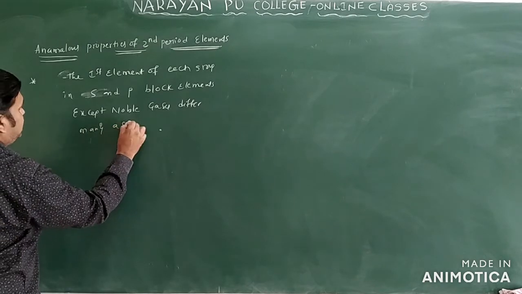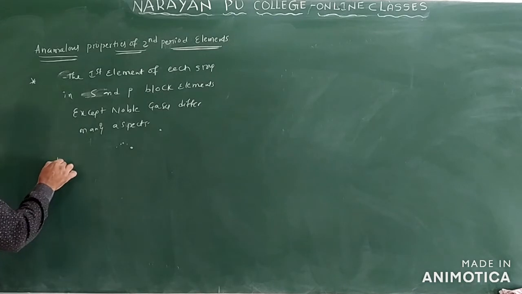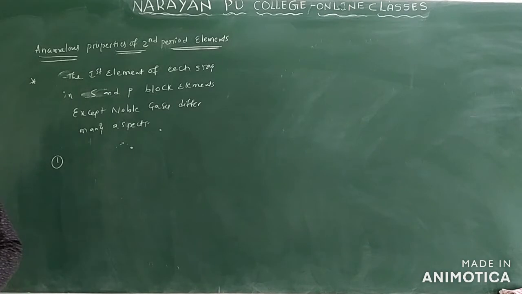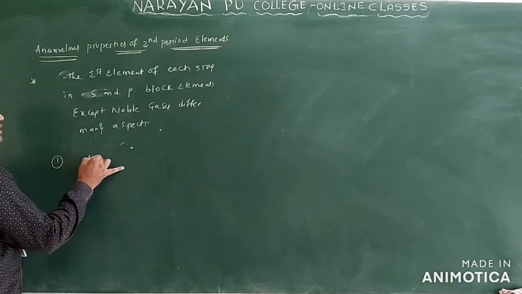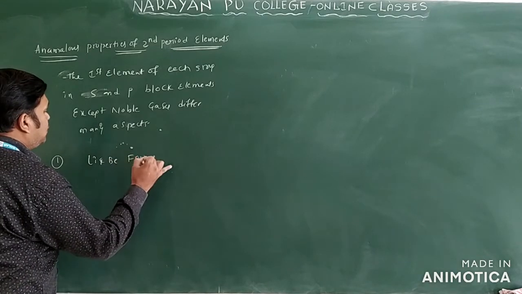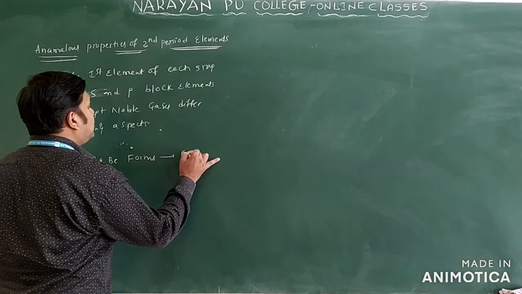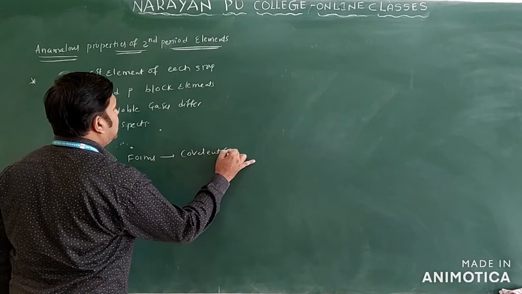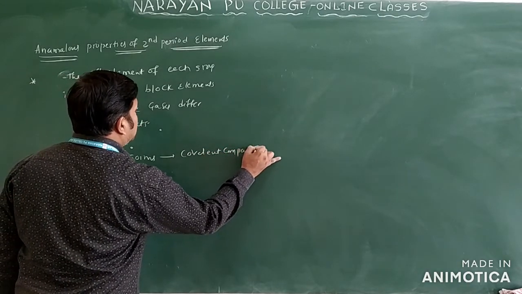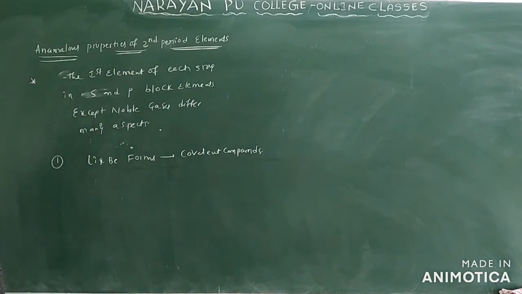Differ in many aspects. Already told you this one. So what is the first point I discussed regarding the ionic nature and covalent nature? You will see the first point here: generally, lithium and beryllium form what type of compound? They will show covalent compounds only. So the remaining elements in this group can form what compounds? They will form ionic compounds only.